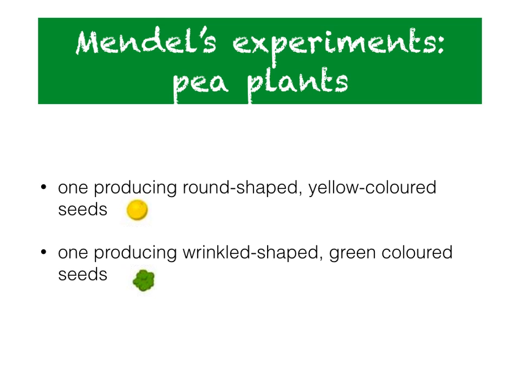So his experiments involved crossing two pure breeding plants, one that produced round-shaped yellow-colored seeds, and the other that produced wrinkled-shaped green-colored seeds.